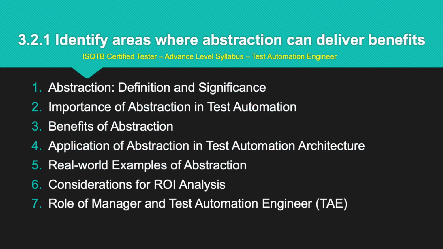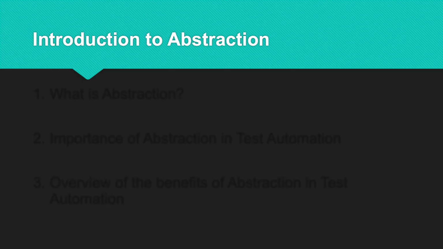We'll cover what abstraction is, its importance, its benefits, and also in the end we will explore the layers where abstraction can be used in the architecture with the help of examples. This video also covers the topic on page 29, Introduction to TAA Design, subheading Identify Areas Where Abstraction Can Deliver Benefits in the ISTQB Test Automation Engineer Certification Exam Syllabus. So let's start by understanding what is meant by abstraction.